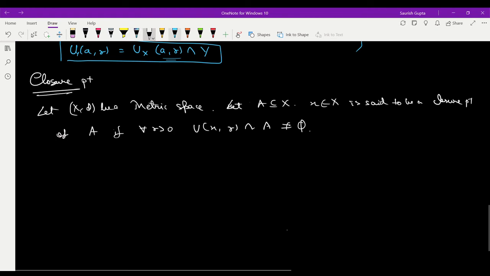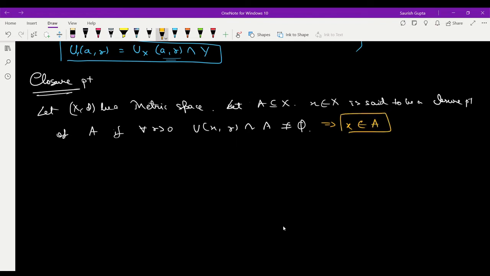Does this definition directly imply that this x will trivially be an element from A? Right. Now from this definition we get one more definition, which is called the closure of A. So the closure of A is the set of all those points such that they are closure points.